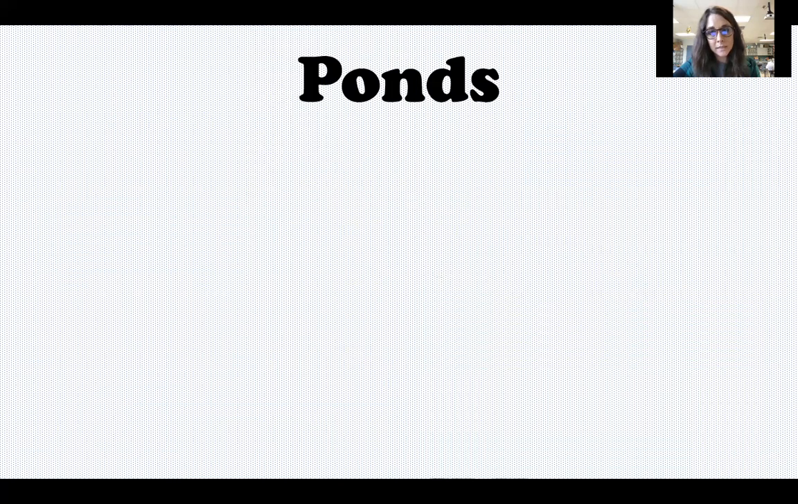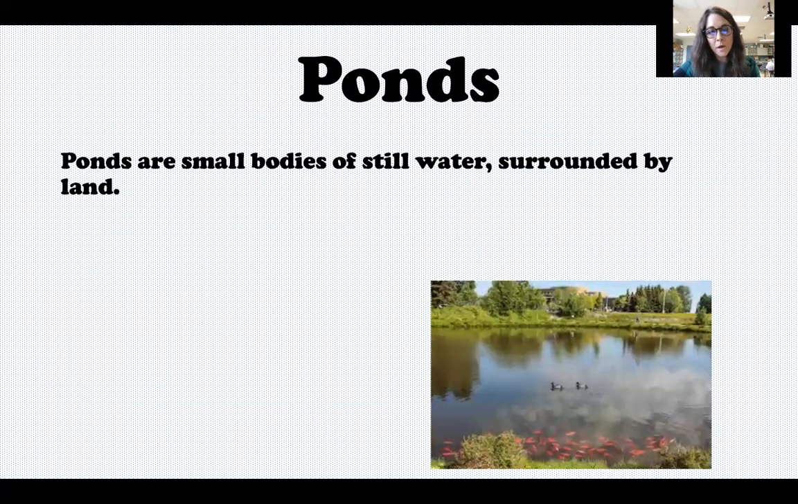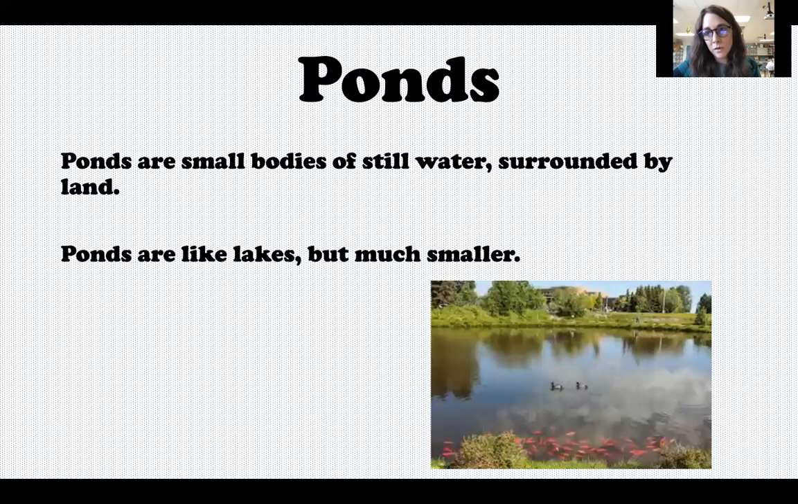Then we have ponds. There's a picture of a pond. Ponds are small bodies of still water surrounded by land. So it's not like the river where the water is always moving and flowing. This water is very still. Ponds are similar to lakes, but they're much, much smaller. Sometimes ponds are so small that people can have them in their yards, but you couldn't have a lake in your yard because lakes are much, much bigger. Ponds are similar to lakes in that they are still water surrounded by land, just smaller.